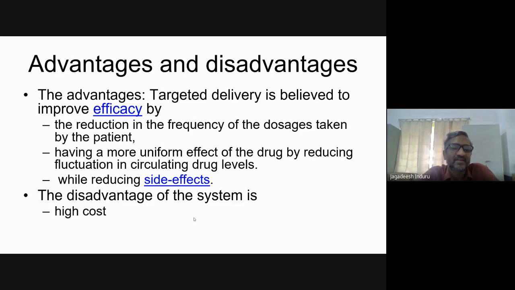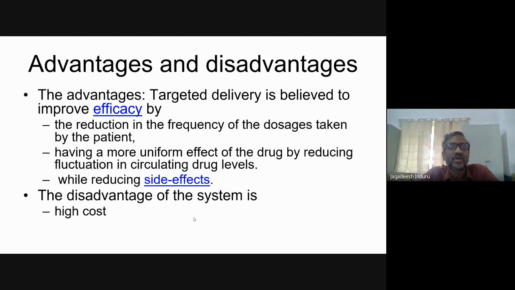How are you reducing the side effects? You are not allowing the dosage form, or the carrier of the dosage form which has the drug, to get attached to any other body parts or non-target organs. This is actually the advantage of gaining this.